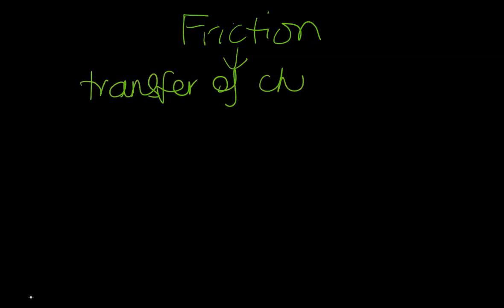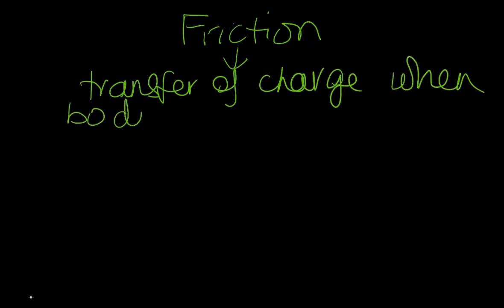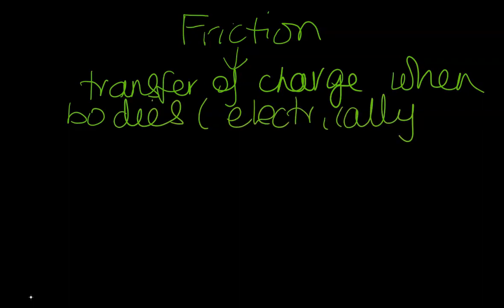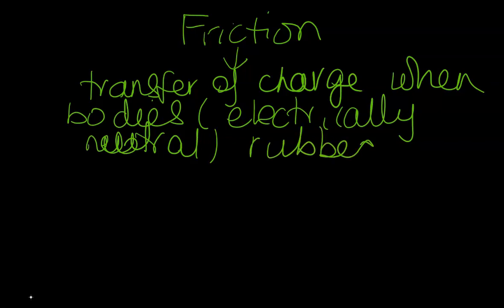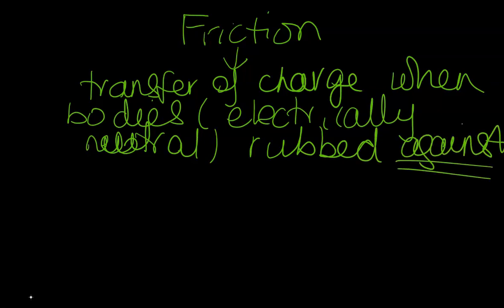Now, when we talk about friction, we talk about two bodies which are rubbed against each other. So it is the transfer of charge when two bodies, and these bodies are electrically neutral, I'll explain that just now, are rubbed against each other. So there is some frictional motion.